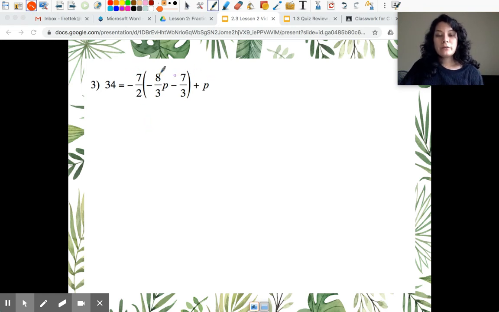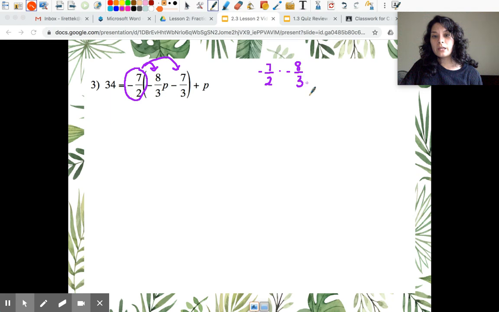So here I've got some parentheses and I've got a term outside the parentheses. We want to distribute first and then look for places where we can combine like terms. So I'm going to distribute this -7/2 into the two values in the parentheses and only those two values. The p's outside so we don't distribute. And just like last time, I'm going to do that off to the side.